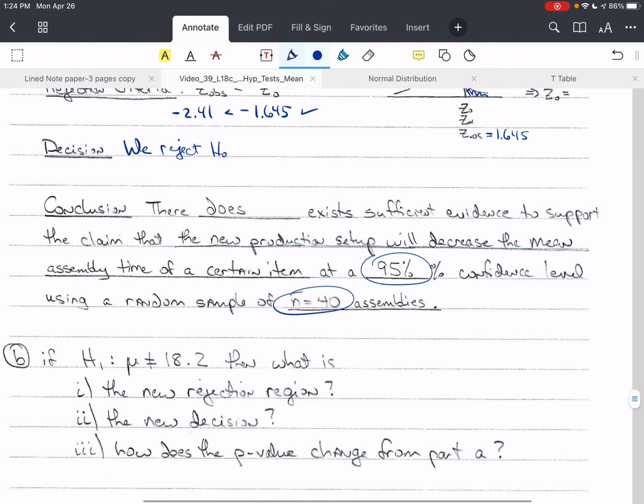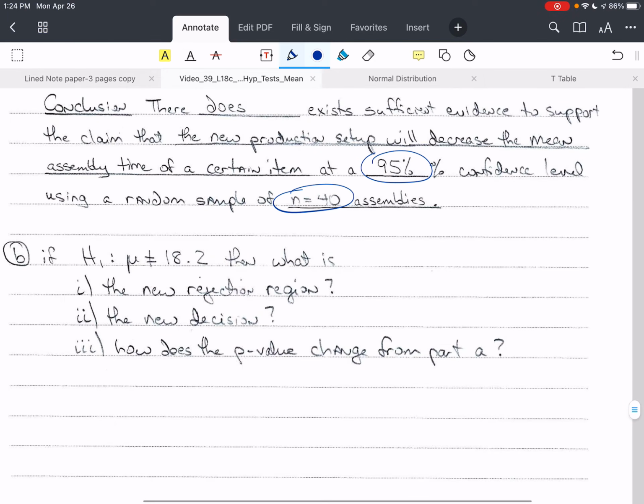All right, so that is the last of the cases. Now, what if instead of using less than, we said that we wanted to go to an alternate of not equal to. Now, this is more stringent. It's harder to reject the null when we use a two-sided test. When we say we don't care if it's greater or less, just different from. We just care if it's significantly different. So what's the new rejection region?